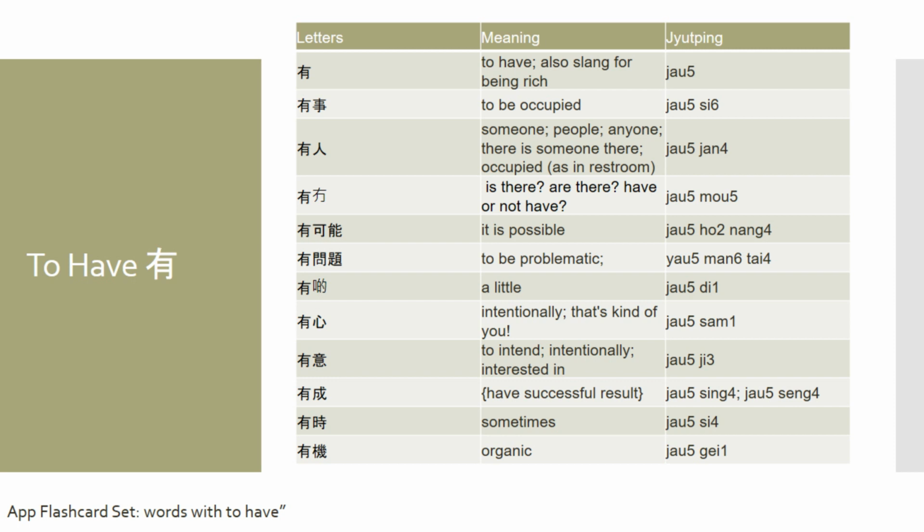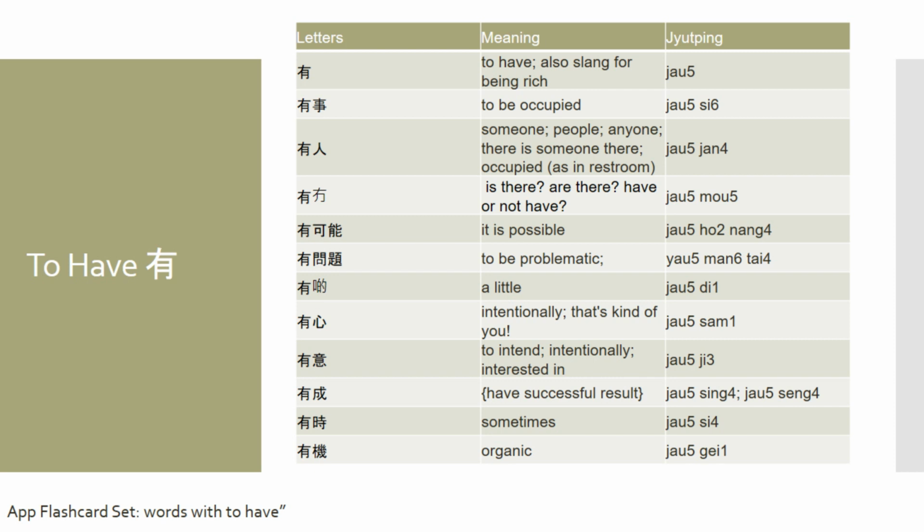Now, if I want to say intentionally or to intend in Cantonese, then I could say 有意,有意. Now, if I want to say successful or to have a successful result, then I could say 有成,有成. Now, for example, if I want to say that I'm successful at work or in my career, then I could say 事業有成,事業有成. Now, if I want to say sometimes in Cantonese, then I could say 有時,有時.